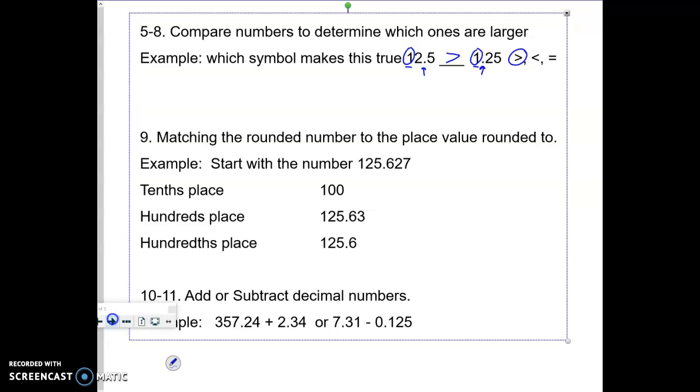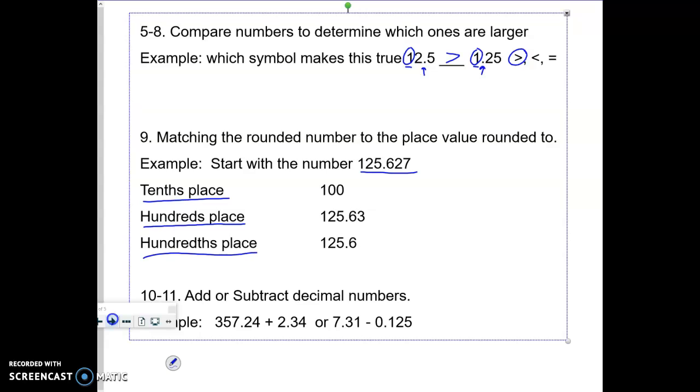All right, question number 9. Matching the rounded number to the place value rounded to. So we're going to give you again a list of about 4 or 5 numbers and on the opposite side, those place values and what it would be rounded. So we're going to give you the initial number, in this case a 6-digit number right here. And this number, the one I've underlined, is the one we are using to round to these place values. All right, and then we need to simply match them up with the correct rounding number.